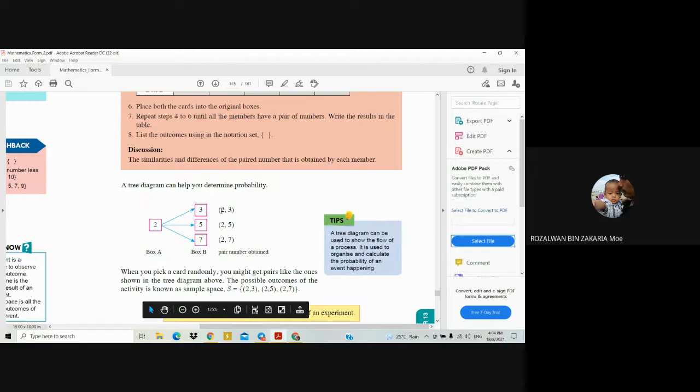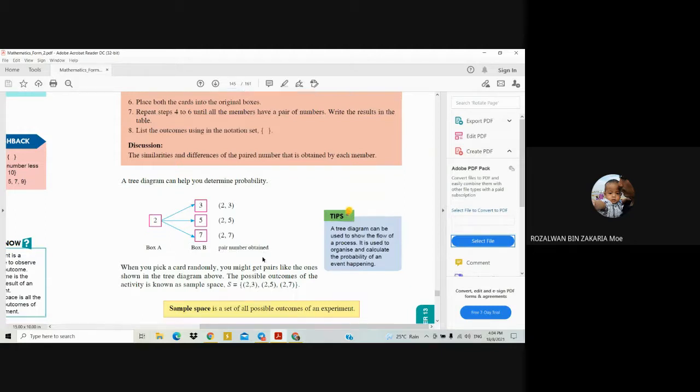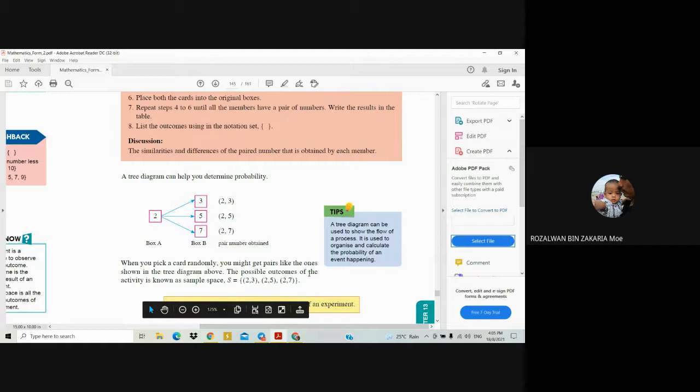Let's say you pick a card from box A and box B. You might get card number 2 and card number 3, or card number 2 and card number 5, or card number 2 and card number 7. These are all the possible outcomes from this situation. We call this the pairs of numbers obtained. The possible outcomes of the activity are known as the sample space.